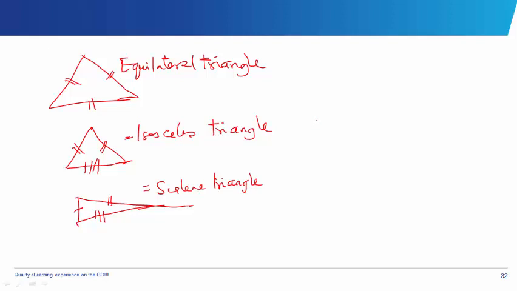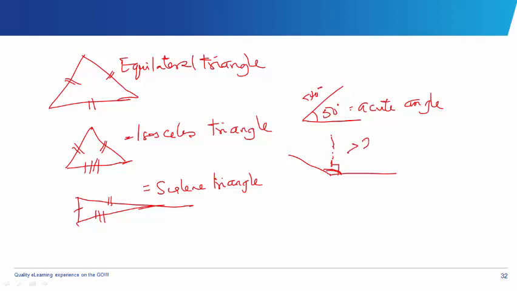Then other types of angles you must know: any angle less than 90 degrees, for example, this could be 50, is called an acute angle. Now any angle greater than 90 degrees, this is 90, like this is 90, anything greater than 90 degrees is called an obtuse angle. So it's very necessary to note all these points.